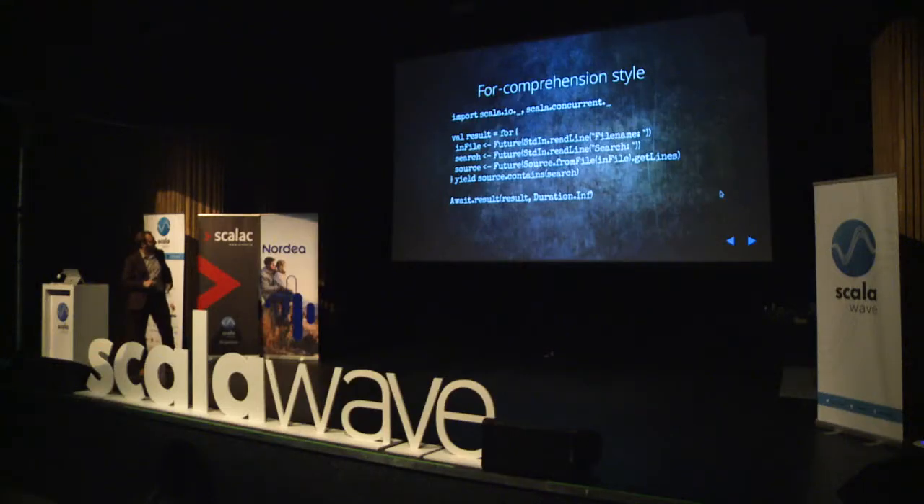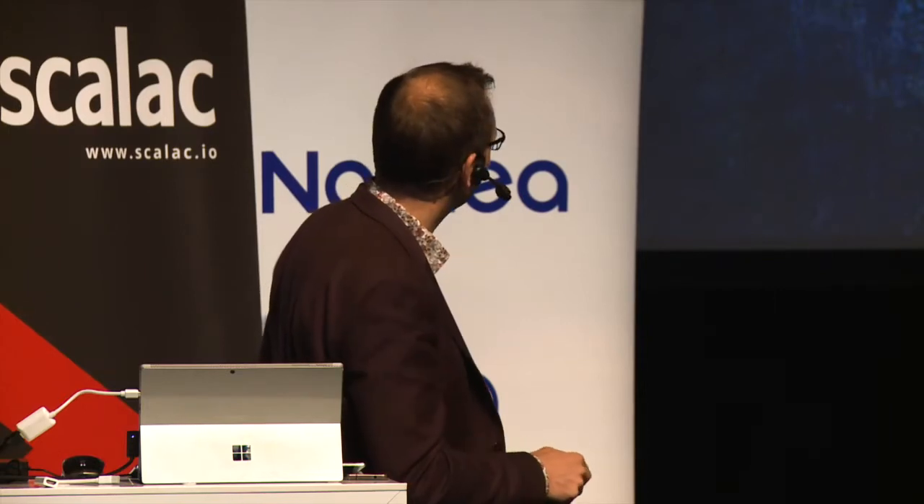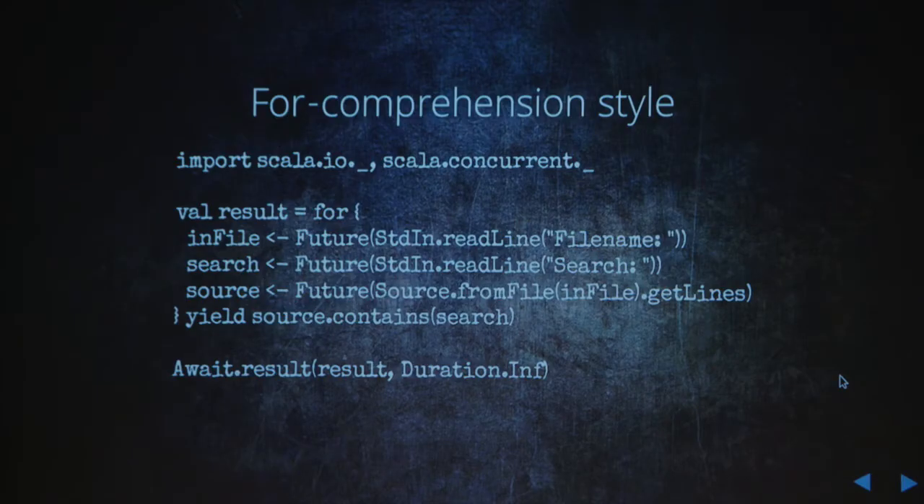So although we've got nice syntax here, we've got no casting, we've got no blocking, and we have no unsafe gets, what we do have is no parallelism either. Because each of these happens after the previous one is complete. So we can't do this future here at the same time as this one here.